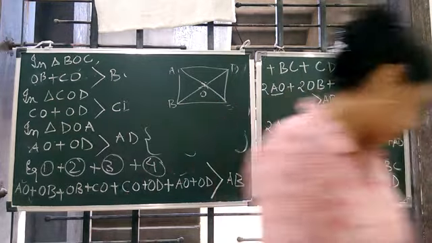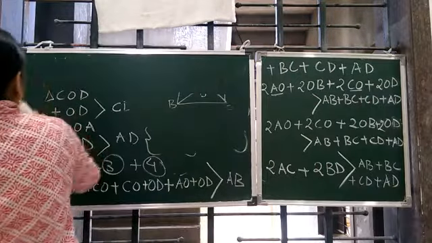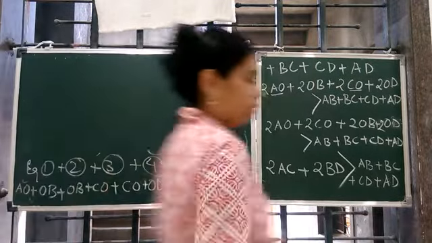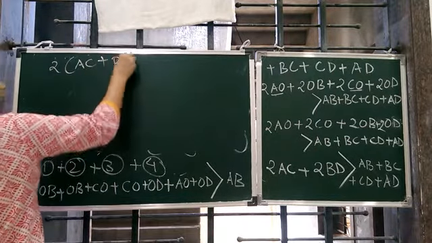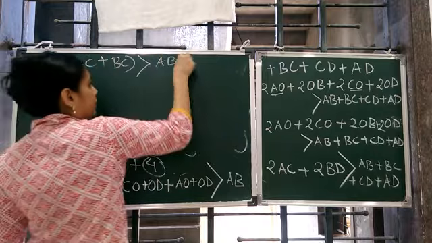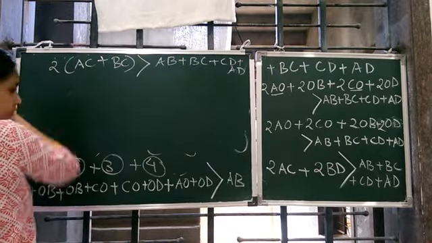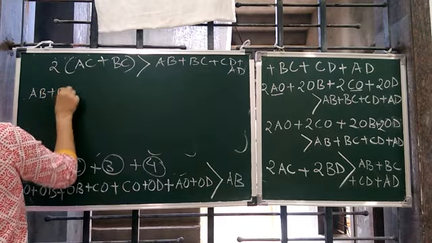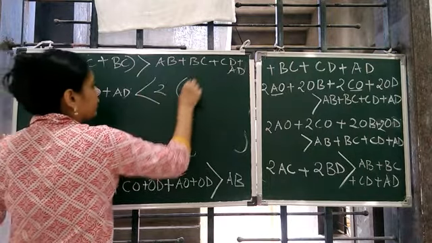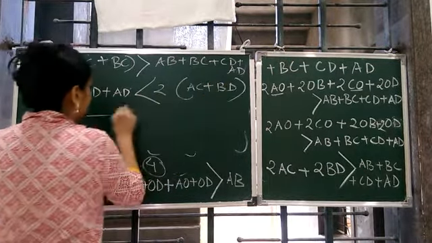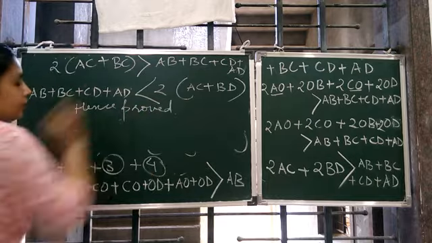This is the proof. Yes? Only 2 is common, so let's take 2 common. AC and the rest will come in the bracket, is greater than AB plus BC plus CD plus AD. Now this is written reversed: AB plus BC plus CD plus DA is smaller than 2 times AC plus BD. Hence proved. Okay, done. We were correct.